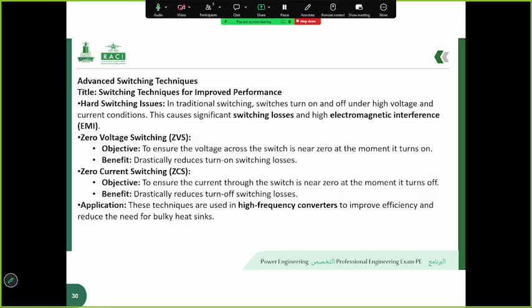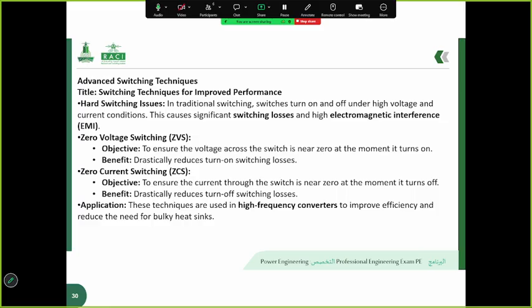Conversely, ZCS aims to have the current through the switch be zero or near zero when it turns off. So by momentarily redirecting the current, the switch can be turned off without dissipating the energy associated with the current voltage overlap.